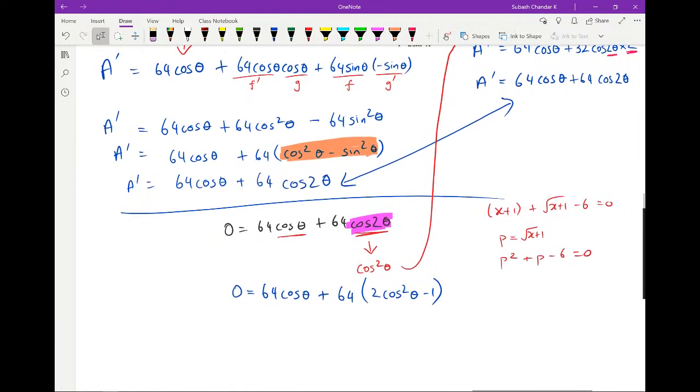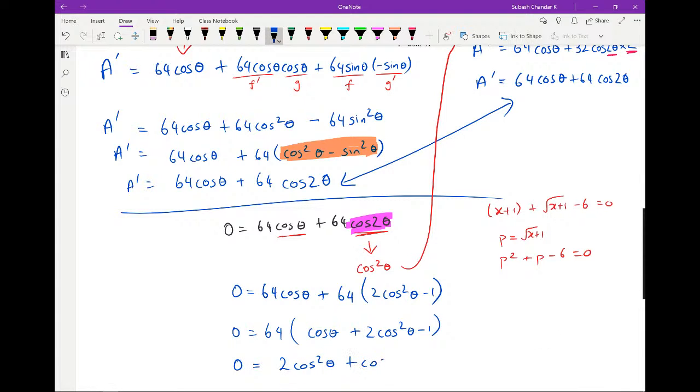Because then what I can do is take out 64 as a common factor and rewrite this as cos theta plus 2 cos squared theta minus 1 equals minus 1. Now get rid of the 64, which means I'm going to get 0 is equal to 2 cos squared theta plus cos theta minus 1.